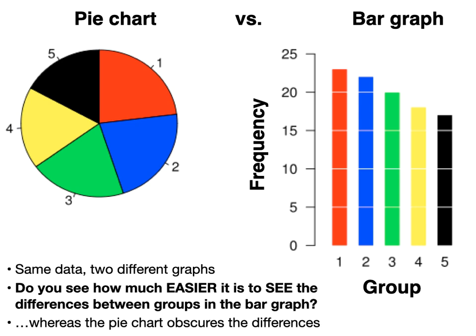So I hope you can see right away how much easier it is to see the differences between the groups in the bar graph as compared to the pie graph. The pie chart really obscures the differences. It's really hard to visually measure the size of those different pie slices, whereas presenting those things as bars makes it very easy to see the magnitude, see the comparisons between them.